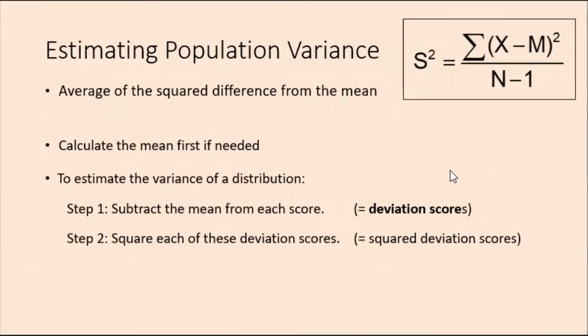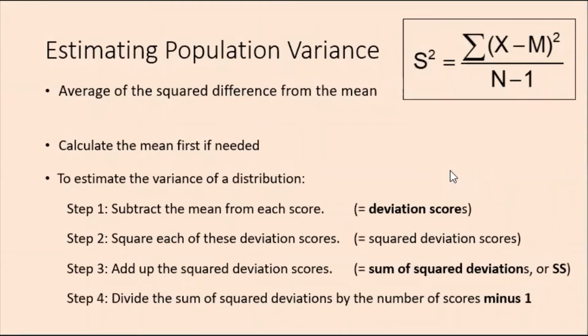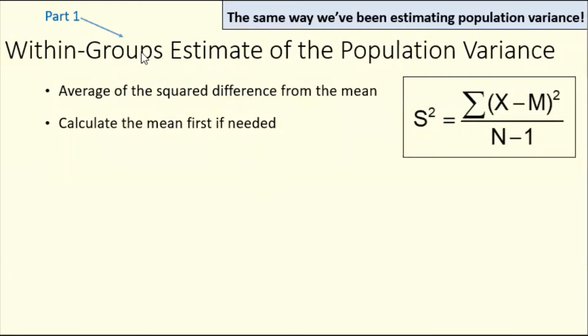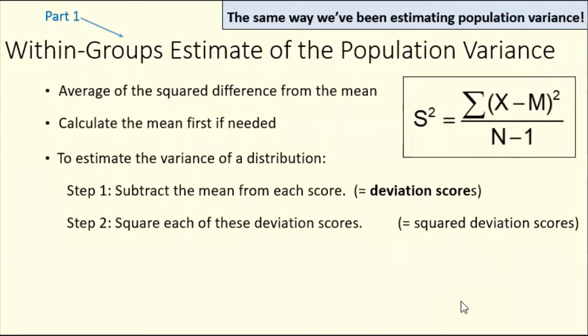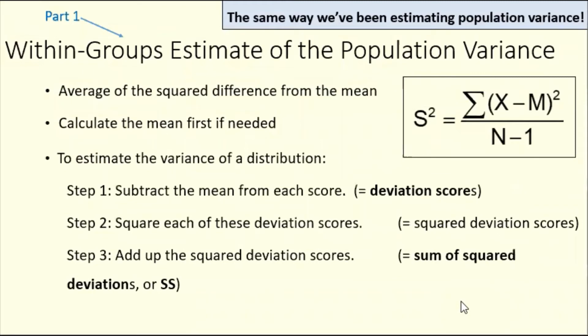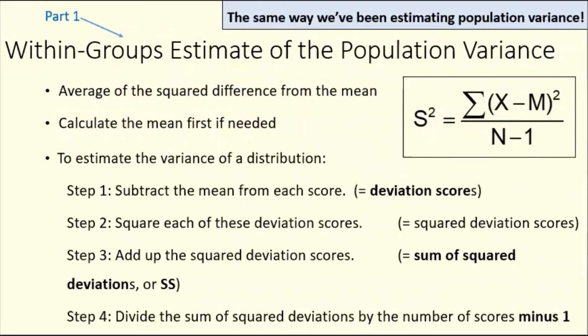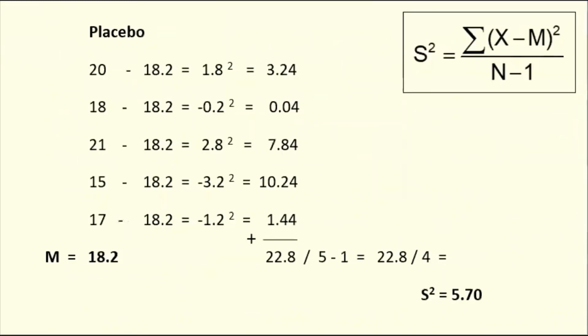And so again, we have our procedure for estimating population variance. We've been practicing this all through t-tests, and so this should be really familiar. Feel free to check out one of the earlier videos on estimating population variance if you're not sure of this yet. And so this is going to be part 1 of getting that within groups estimate of the population variance. This is going to be the same way that we've been estimating population variance, our same formula, our same procedure. We're going to get our deviation scores, square those deviation scores, get the sum of the squared deviation scores, and then divide by n-1.